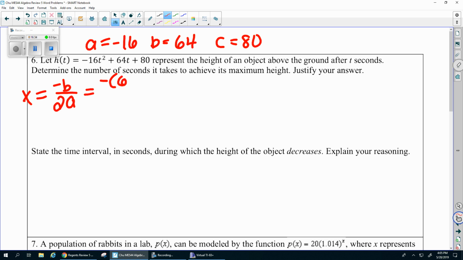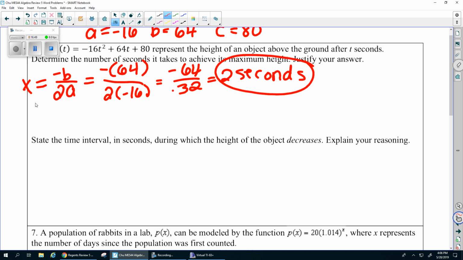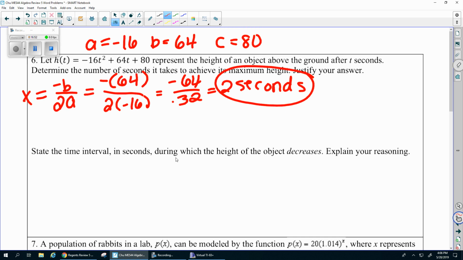X equals negative b over 2a. Negative 64 all over 2 times negative 16, which is negative 64 over negative 32, which is just 2. So at 2 seconds, we will achieve our maximum height. State the time interval in seconds during which the height of the object decreases. So if we try to imagine what this really looks like, our object goes up. Over here is 2 seconds. And then it starts decreasing again, and I want to find out when it hits the floor again.